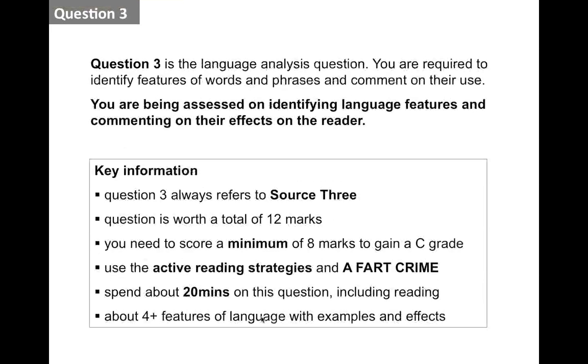And quite simply and reassuringly, all the examiner is looking for is that you can find some features of language, that you understand what language is, and that you can identify them with quotations, and most importantly, you can explain the intended effects. And if you can do that 3 or 4 times, then you'll get the marks that you require. So the key information: question 3 will refer to source 3. It's worth a total of 12 marks, and you're looking to get about 8.